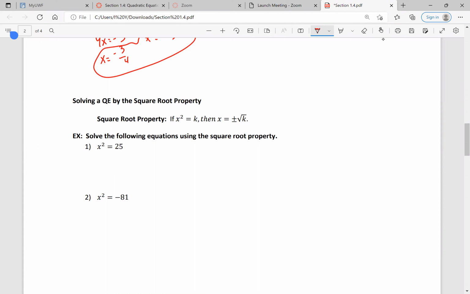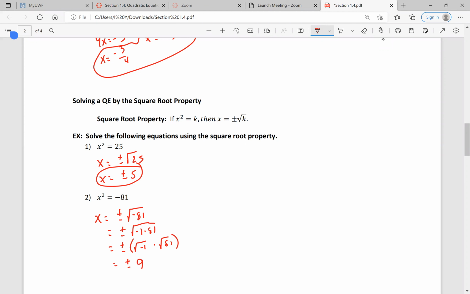Solve the following equations using the square root. Well, if x squared equals 25, x equals plus or minus the square root of 25, which means x equals plus or minus 5. If x squared equals negative 81, then x equals plus or minus the square root of negative 81, which is plus or minus the square root of negative 1 times 81, which is plus or minus the square root of negative 1 times the square root of 81, which is plus or minus 9i.